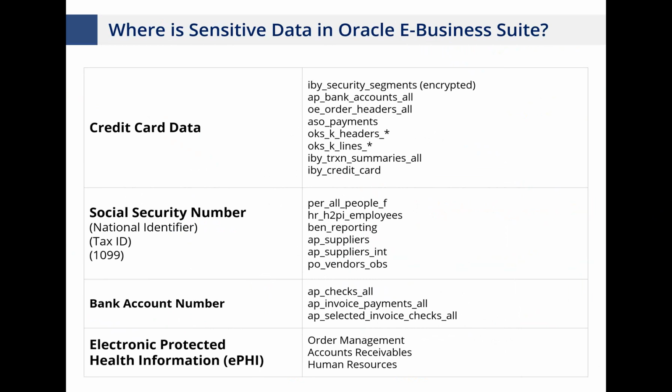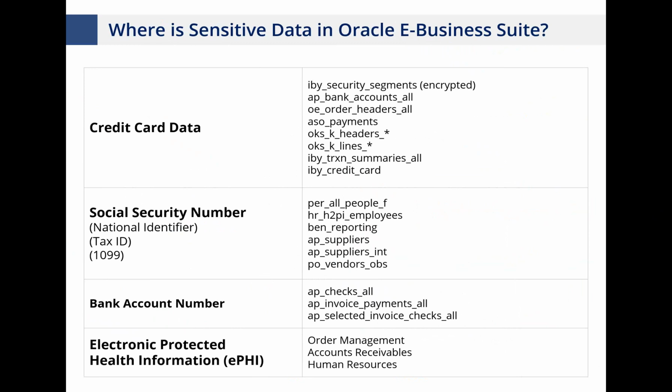I also have accounts payable, purchasing, and now I've got tax IDs. I've got 1099 tables. So within Oracle E-Business Suite, if you're running both financials and HR, you have at least 6 locations where Social Security number will be readily contained. You may have more.